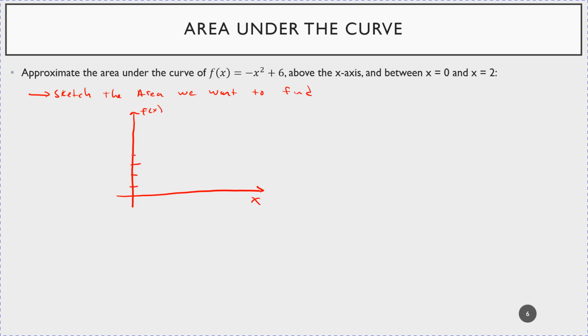So 1, 2, 3, 4, 5, 6, 1, 2. Okay, so look, I want to be between x equals 0 and 2. So when x is equal to 0, it's 6. When x is equal to 1, you get 5. And when x is equal to 2, let's see, 2 squared is 4, but you make it a minus, you get 2. So look, here's the curve. Kind of looks like this. I want to find this area here. I'll even shade it in. I want to find this area.